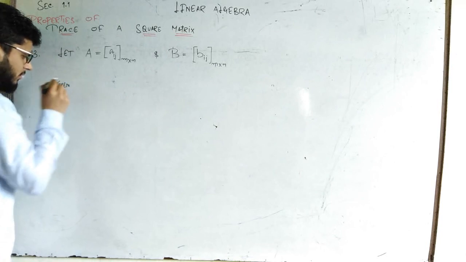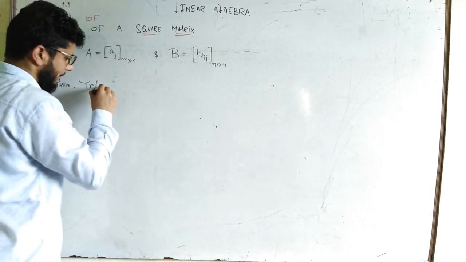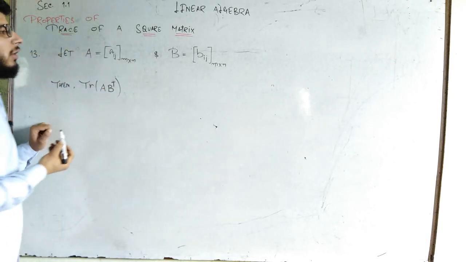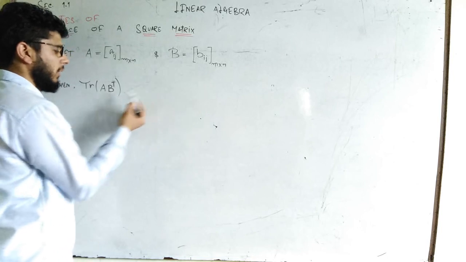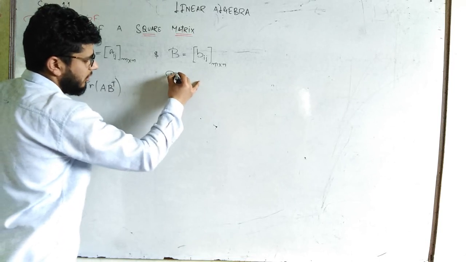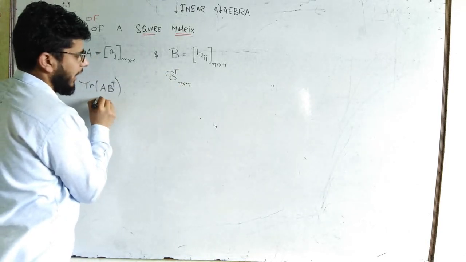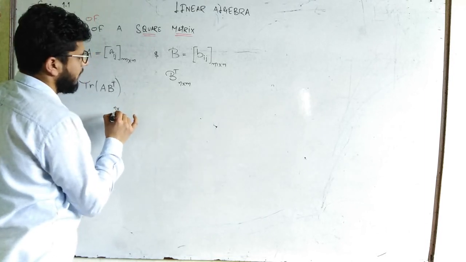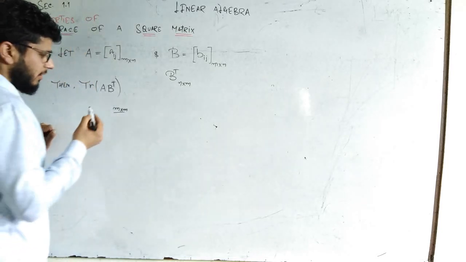Then the result says trace of A B transpose, right? This is not a square matrix, so there is no meaning of trace for it on its own. But A is m by n, and when you take the transpose of B, B transpose will become a matrix of order n by m. So when you multiply A with B transpose, it will become a matrix of order m by m.